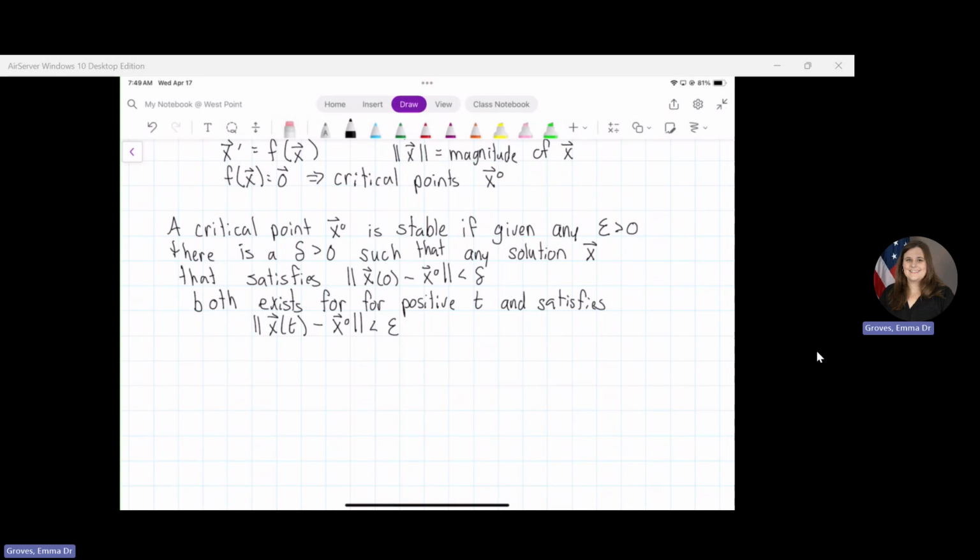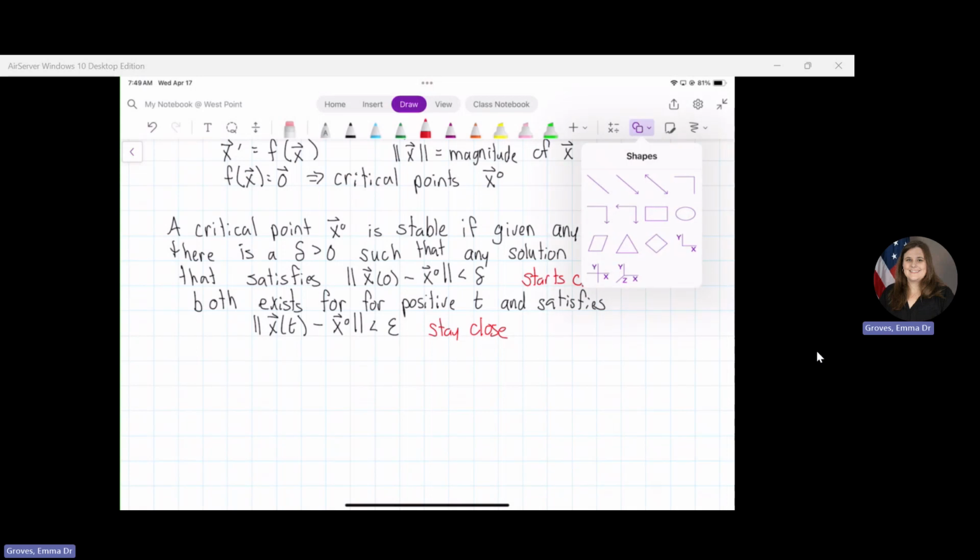But if we want to break this down, all we're really saying is if our solution starts close to our critical point, it's going to stay close, right? If it starts within a certain bound, we're going to be able to bound the solution as well.